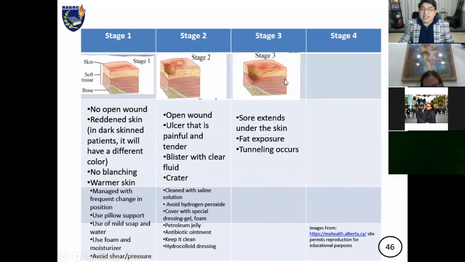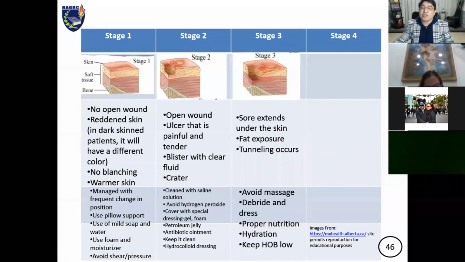So in stage 3 pressure injury, no massage is allowed, okay? The priority should be to debride and dress, then provide proper nutrition that should be high in protein, and hydrate the patient. And take note, pay particular attention to keep the head of the bed low to prevent shearing force, especially in the elderly, where the shearing force, I mean the contact of the skin with the linen, could actually damage the skin and worsen the condition, okay?